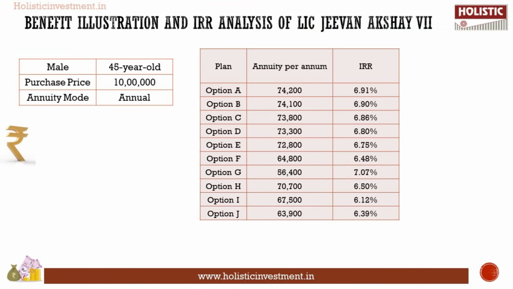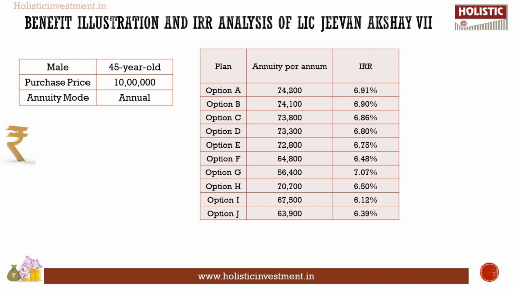Next, we shall move on to the important aspect, that is calculations. Under LIC Jeevan Akshay, you receive a guaranteed annuity in the chosen annuity mode. Most of the options provide lifelong annuity. The return of purchase price is available only under option F and option J. In order to find out the return and to understand how each option works, let us work out the benefit illustration given in the sales brochure.